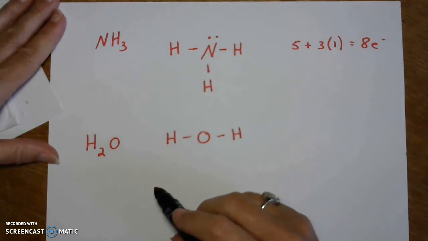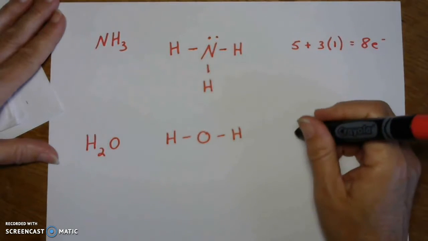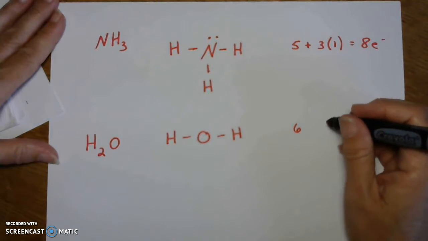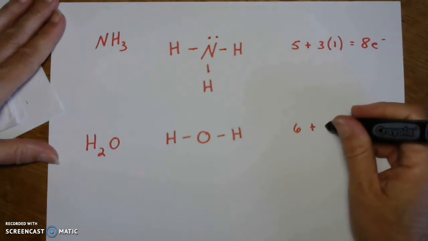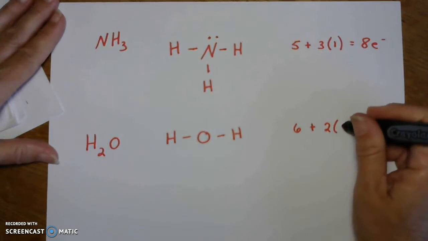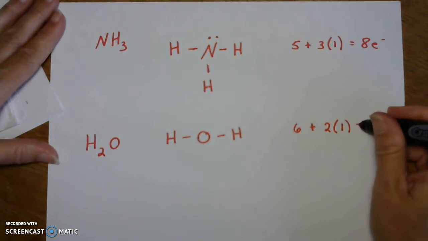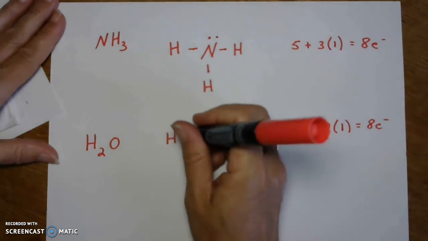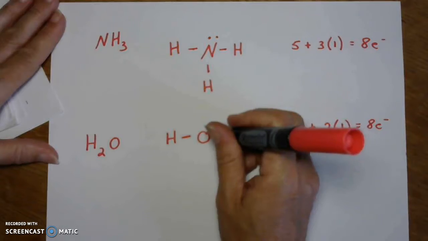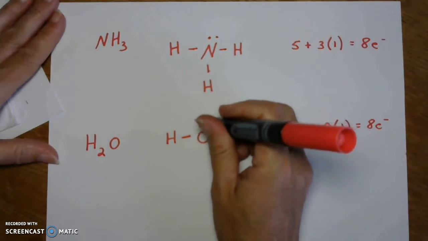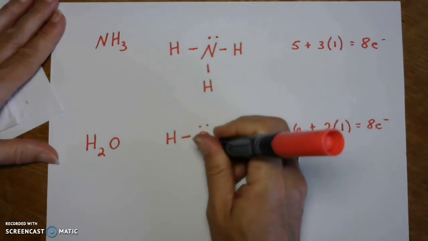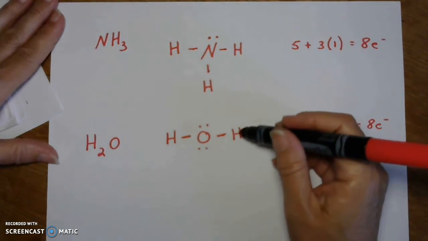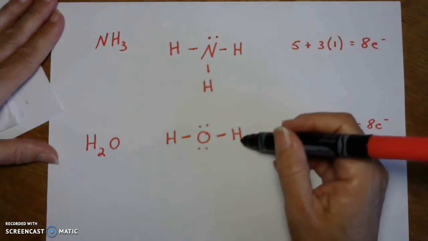Let's count up how many valence electrons we have. Oxygen is in the 6A column, so it has 6 valence electrons. We have 2 hydrogens. Each has 1 valence electron. That gives us 8 electrons to place. We've placed 2, 4, 6, 7, 8. Note, I did not put these extra electrons on the hydrogens because they only need 2.